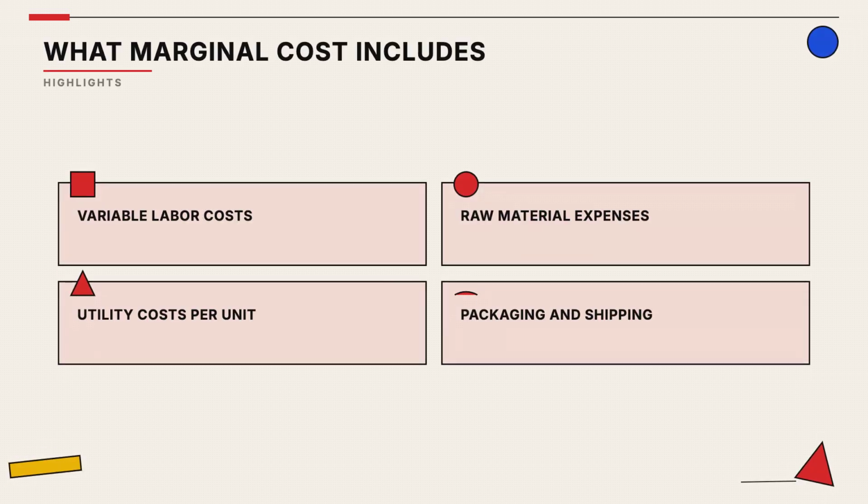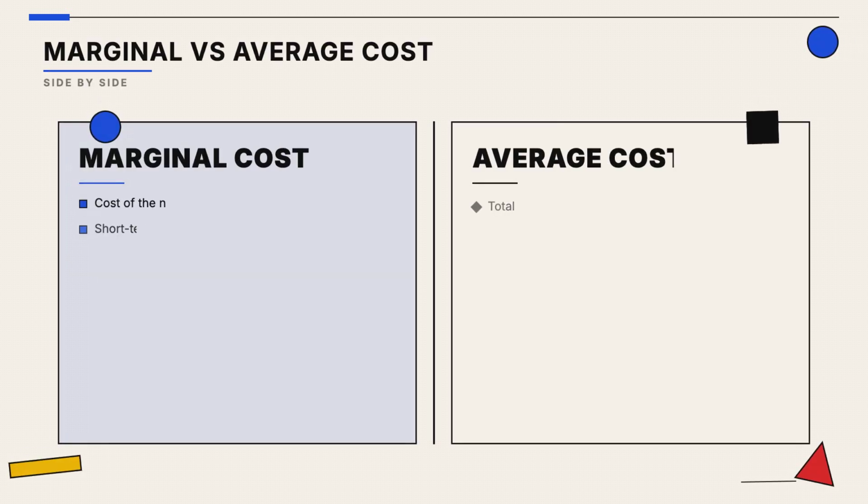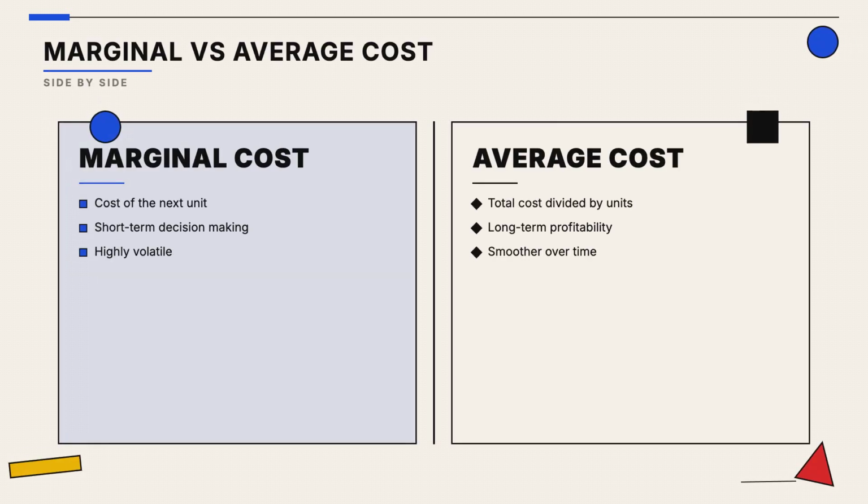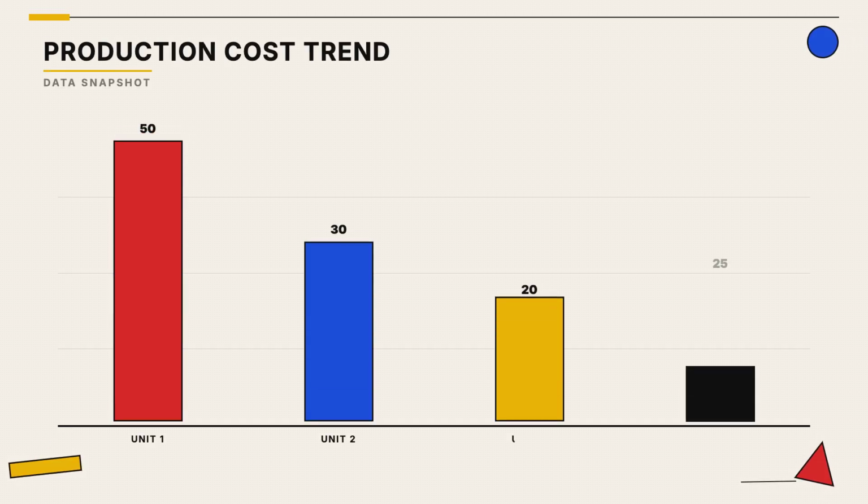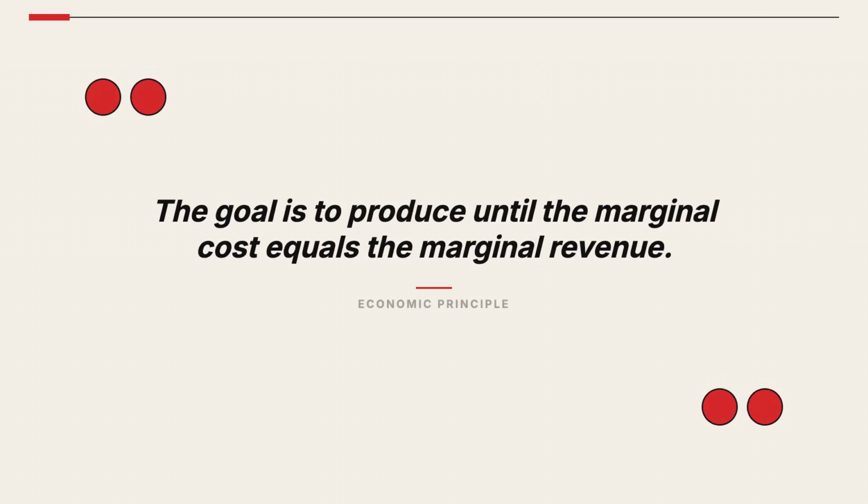Marginal cost ignores fixed costs like rent. It only focuses on the variable expenses needed to create that specific additional item. While average cost gives you the big picture, marginal cost helps firms decide if they should increase or decrease production levels. As you see here, costs often drop initially due to efficiency, but might rise later if you need extra shifts or overtime. The sweet spot for any business is finding the point where the cost to make one more item matches the money earned selling it.